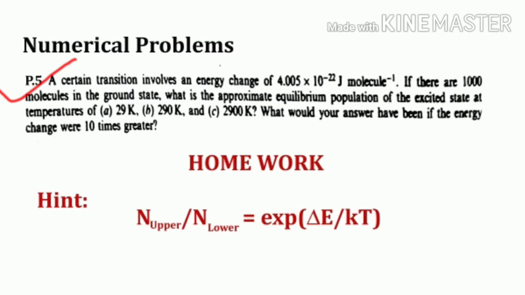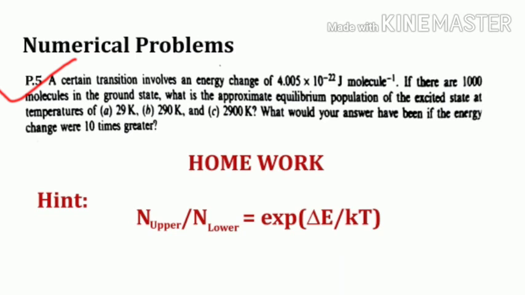Now the next problem, a certain transition involves an energy change of 4.005 into 10 to the power minus 22 joule per molecule. If there are 1000 molecules in the ground state, what is the approximate equilibrium population of the excited state at temperatures of 29 Kelvin, 290 Kelvin and 2900 Kelvin? And what would your answer have been if the energy change were 10 times greater?